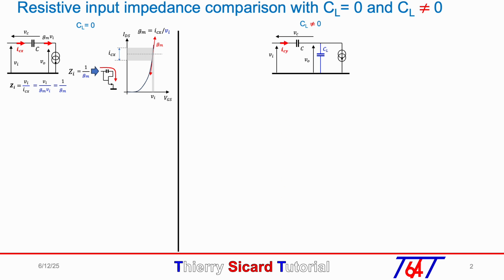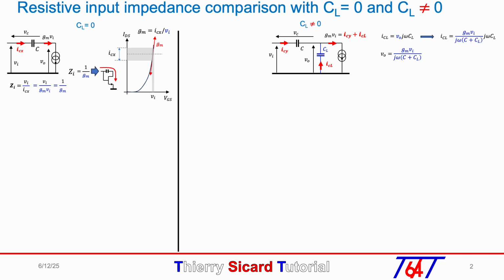On the other side, with CL different of 0, we define the input current as ICY and the capacitor load CL current as ICL. Of course, Gm times Vi equals ICY plus ICL. We can write the ICL current as Vout times J omega CL. As the current source pulls down the current on both capacitors, we can write that Vout equals Gm times Vi over J omega (C plus CL).